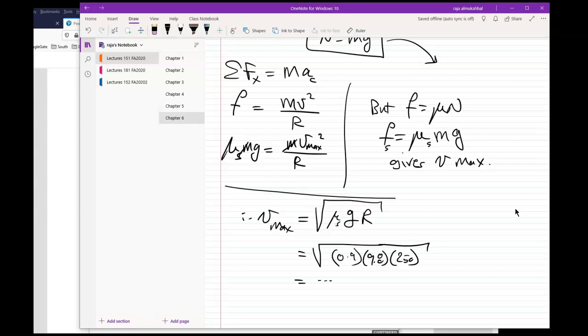I think I have it. Let me calculate very quickly. So in this case, I'm going to have that. Answer: 47 meters per second. That's a very high speed.